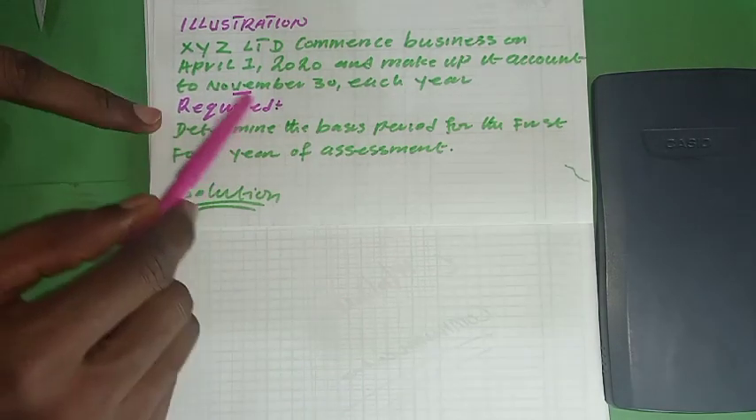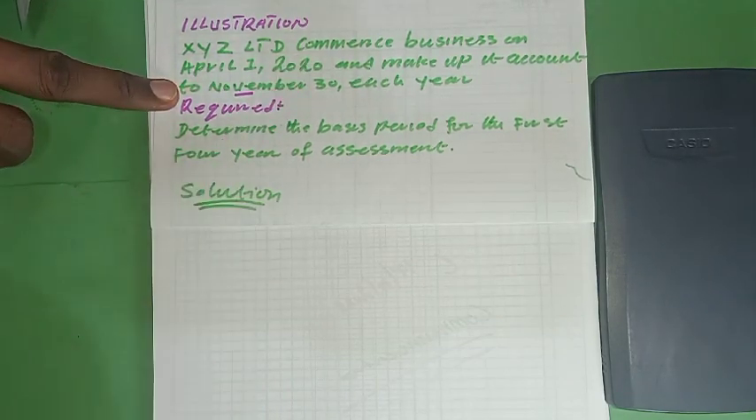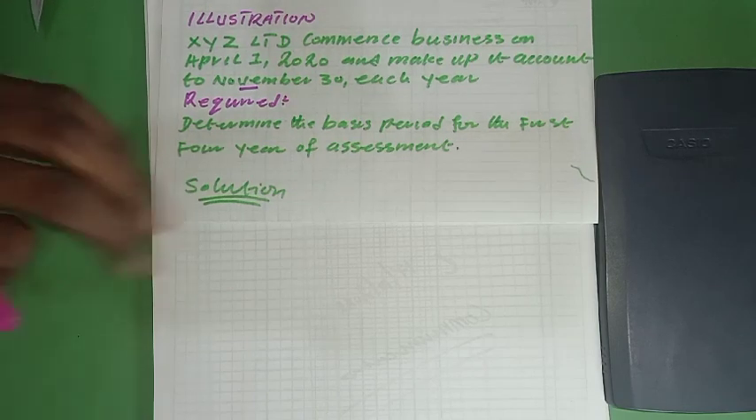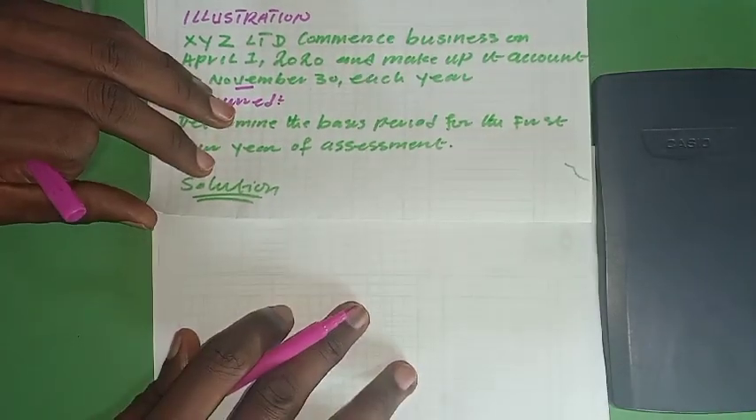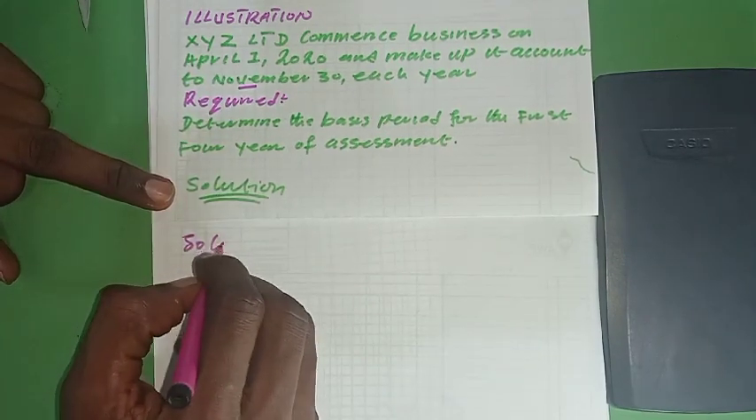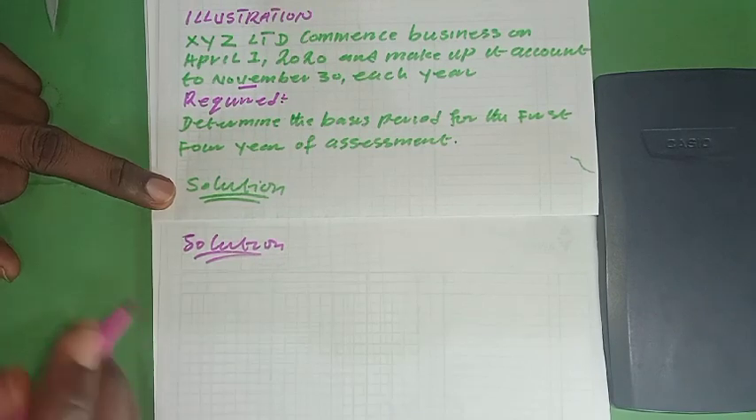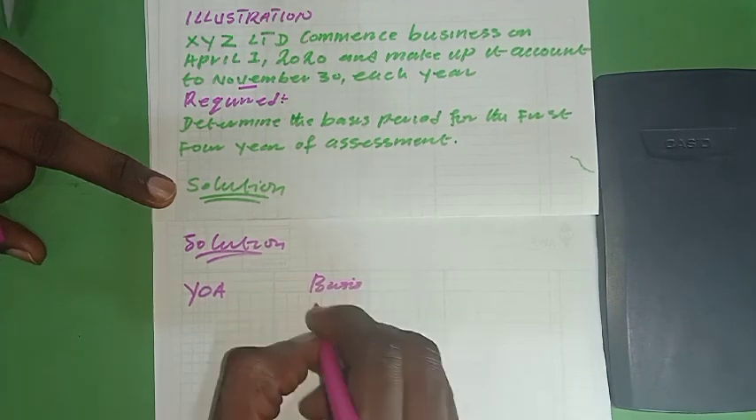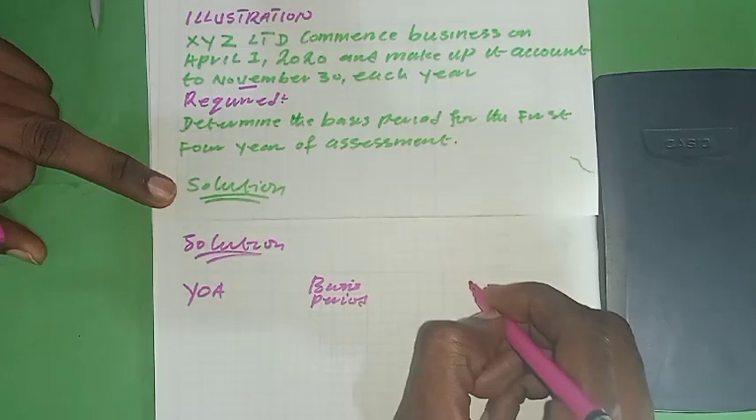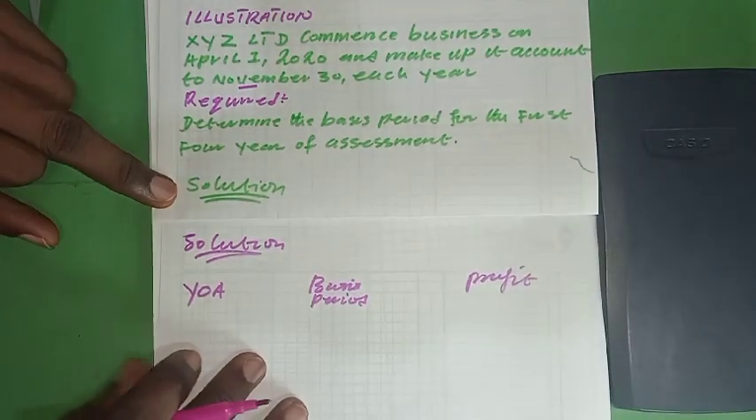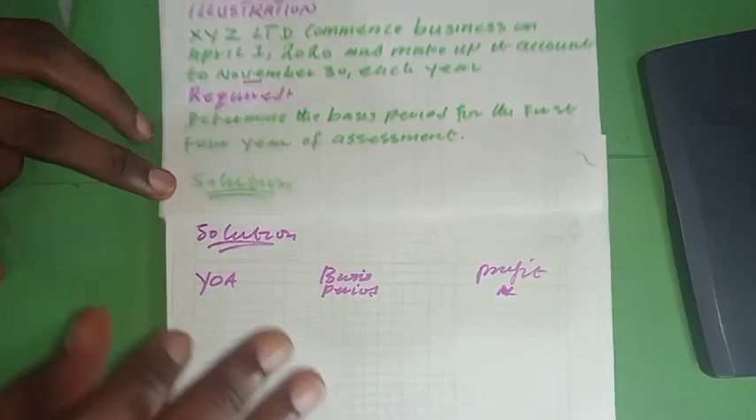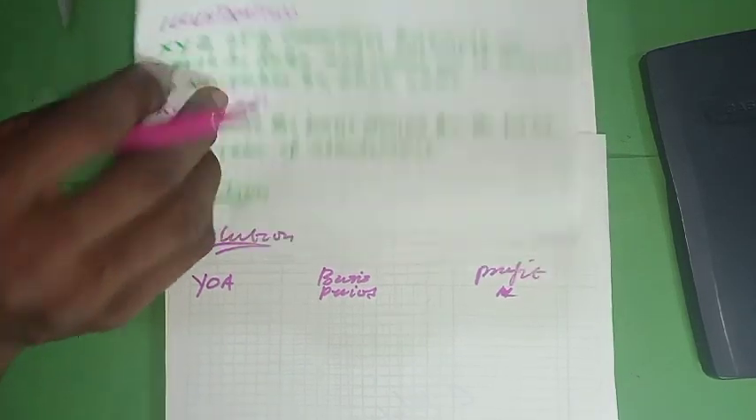Now, if you look at this, you find out that April 2020, November is ahead, and they say each year. You understand? Then you say solution. Year of assessment, basis period, and your profit if given. But in this case, it's not given. So let's just get the rule. Let's explain it in detail.